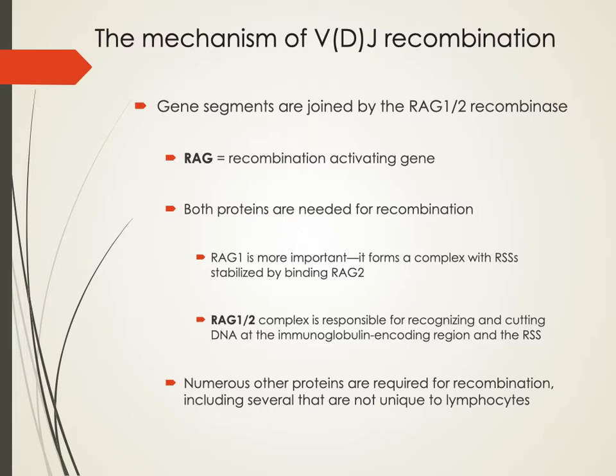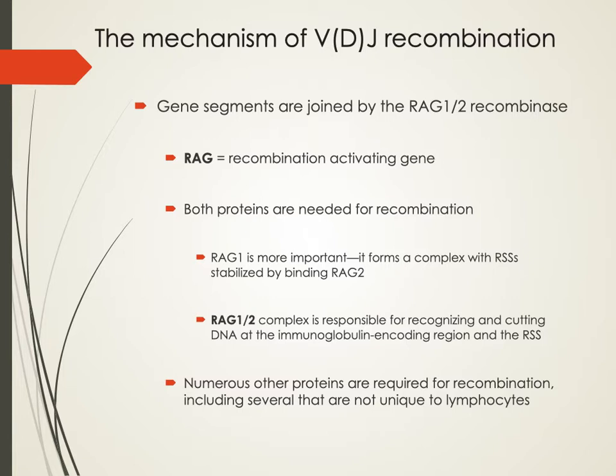So our RAG1 is going to initiate that, and then also the cutting of the DNA so that we can splice that back together and we can exclude those gene segments that we're not going to use for that B-cell receptor.